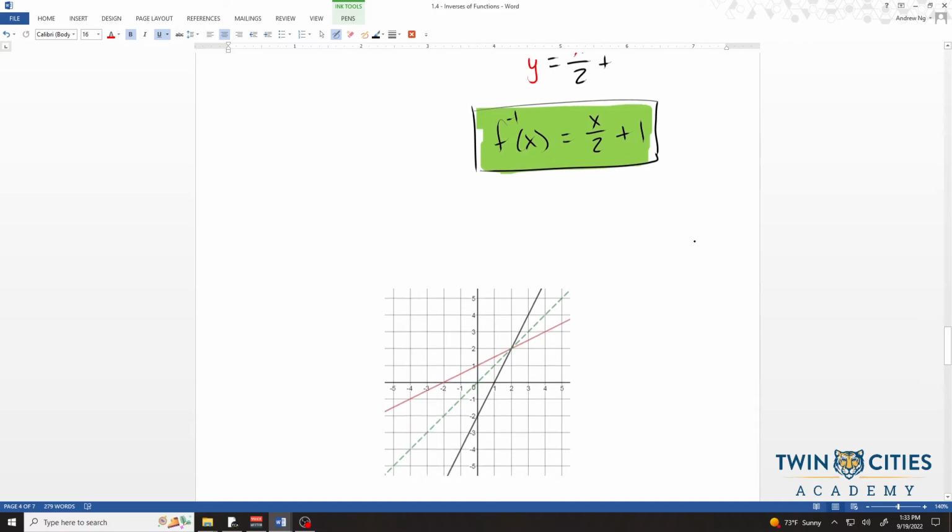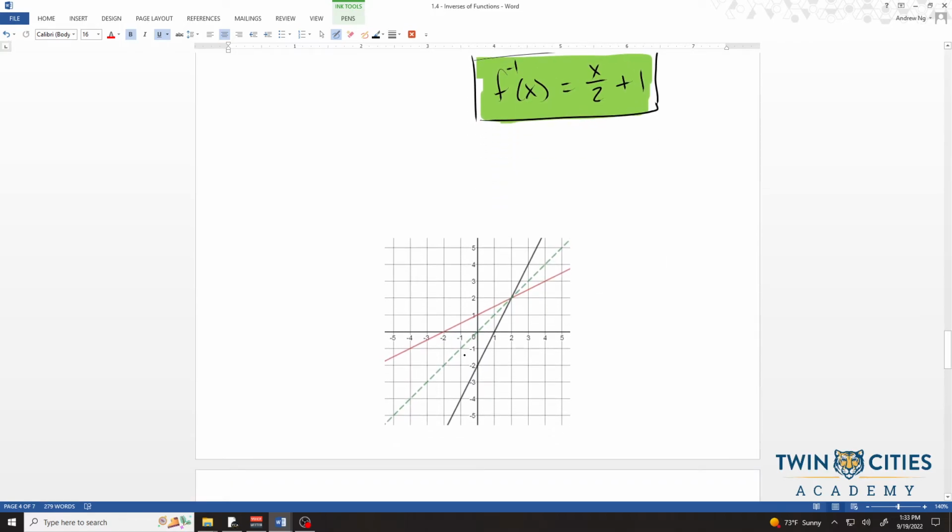Okay, and same as the other one, here I've got that y equals x again, that dashed green line right here, and I'm showing that both the function and its inverse are symmetrical about that line of symmetry, y equals x. One more thing to talk about.